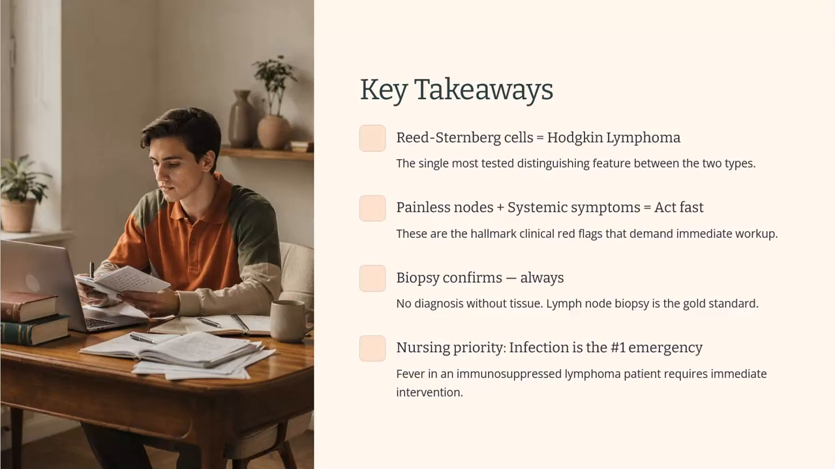In a review of key takeaways, if Reed-Sternberg cells are present, we're looking at Hodgkin lymphoma. Painless lymph node enlargement and systemic, also known as B symptoms, we want to act fast. So those are clinical red flags that we're dealing with lymphoma. We need to explore diagnoses. Biopsy is going to be our definitive diagnoses.